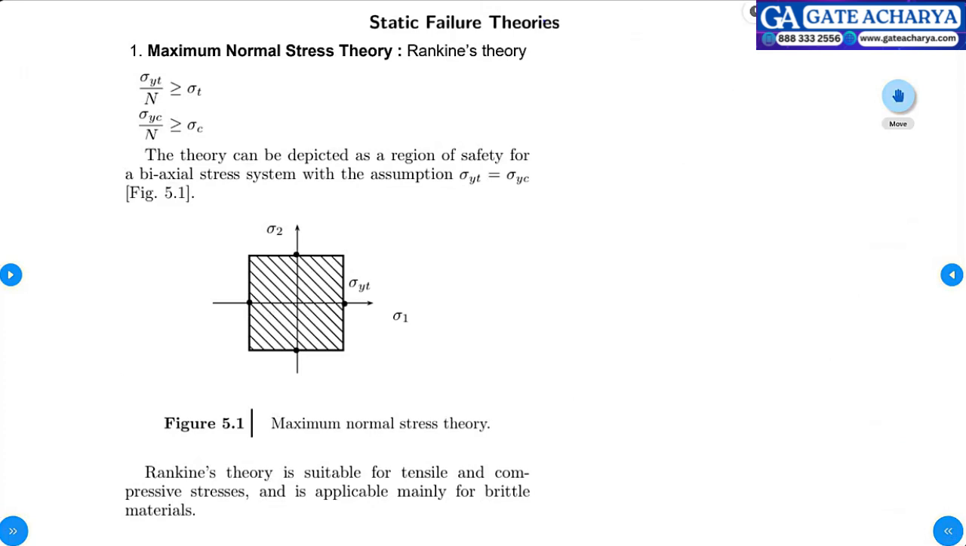But to find solutions to real-time problems, we need to make certain assumptions. We need to use mathematics. That is why we use this assumption, sigma yt is equal to sigma yc.